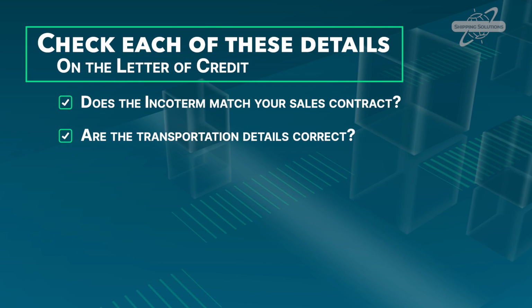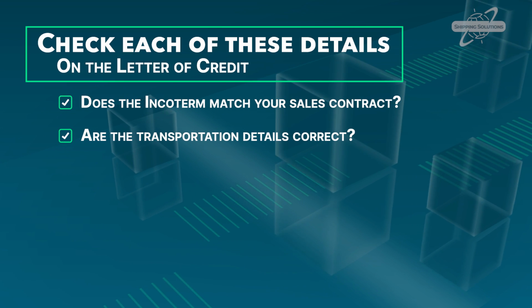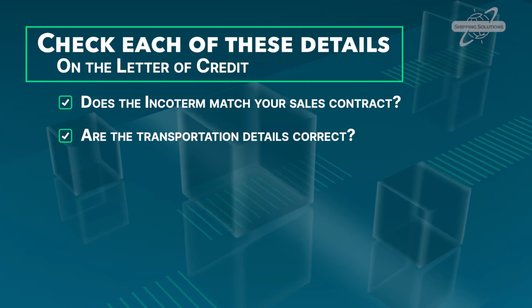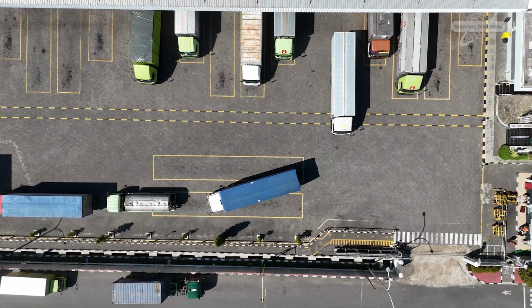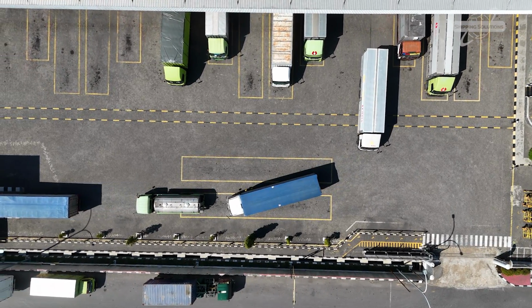Are the transportation details correct? The method of shipment should agree with your sales contract. Make sure the bill of lading, negotiable or non-negotiable, is addressed correctly.